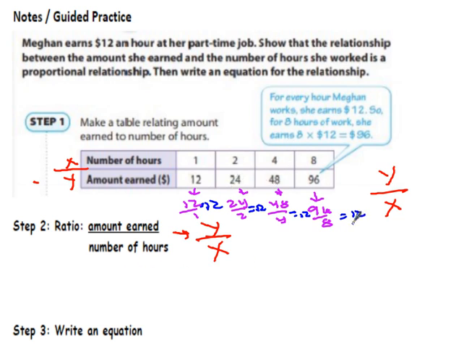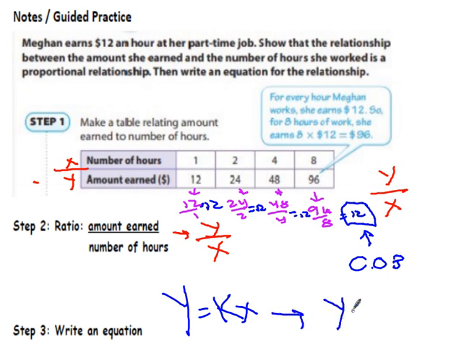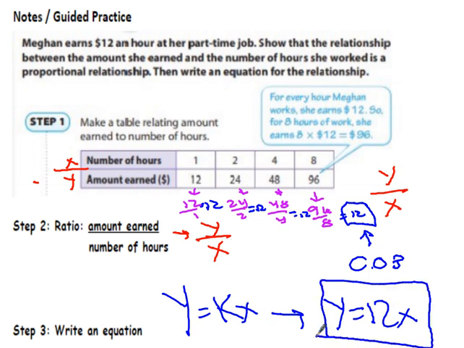So because of that, that number 12, the one that I divided by each time to get, this is my constant of proportionality. Or we can call it the COP. So now I can write an equation in the form, since it is proportional, and yes, it is proportional because I got the same answer each time. So now I get to write an equation in the form of y equals k times x, and I just replace that k with that constant of proportionality. So because I did 12 divided by 1, 24 divided by 2, 48 divided by 4, 96 divided by 8, and I got 12 each time, I place that 12 here, and this is my equation: y equals 12 times x.